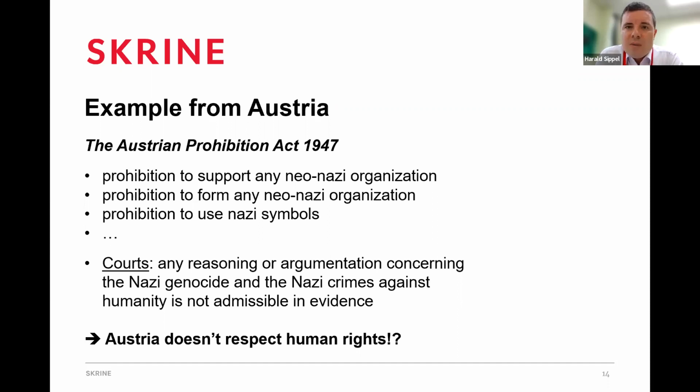Now, if you only look at the law, you may come to the conclusion that Austria doesn't respect human rights. Because I should tell you that the Prohibition Act is part of the Constitution. So it's a super important law, and there's nothing you can do about it. But then when you look at the title, it says 1947. If you know a little bit about history, you will know that in 1945, the Second World War ended.